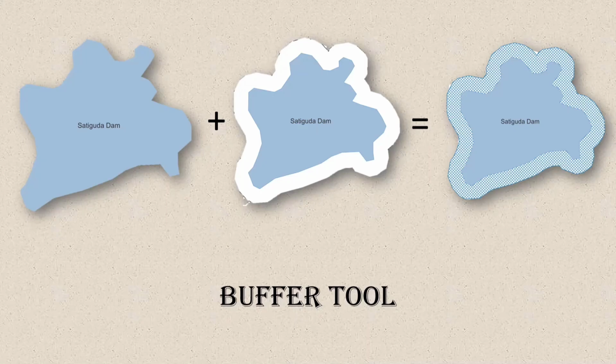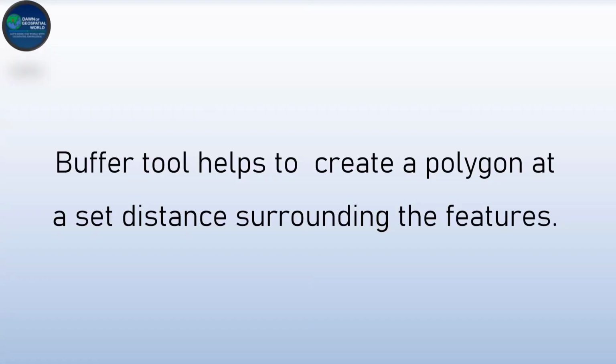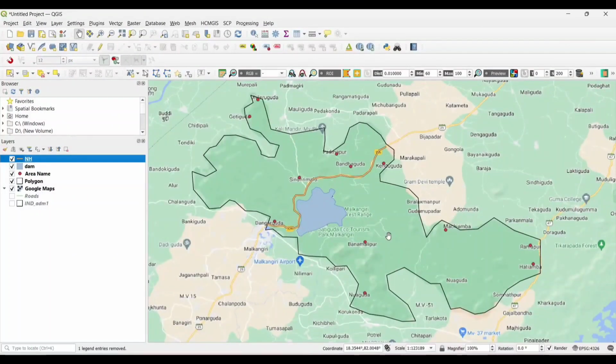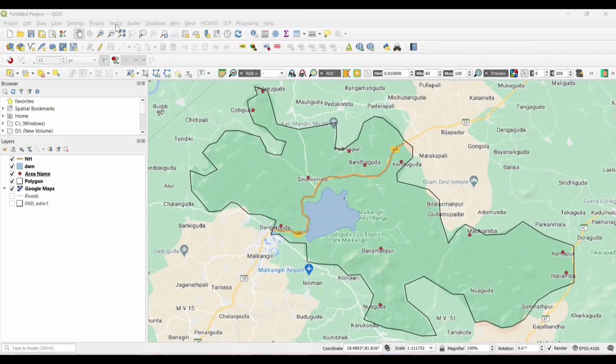Buffer tool. It helps to create a polygon at a set distance surrounding the features. Let's start. Such as, for example, I have created the shapefiles earlier. Now in this water body shapefile, I want to make a buffer zone surrounding it. So we will go for vector, geoprocessing tool, buffer.